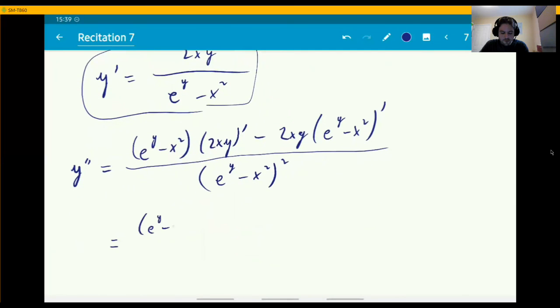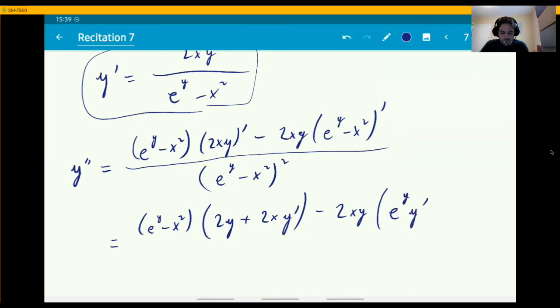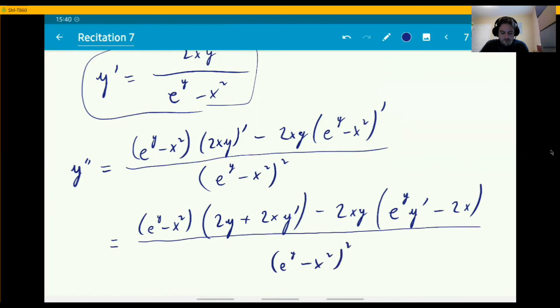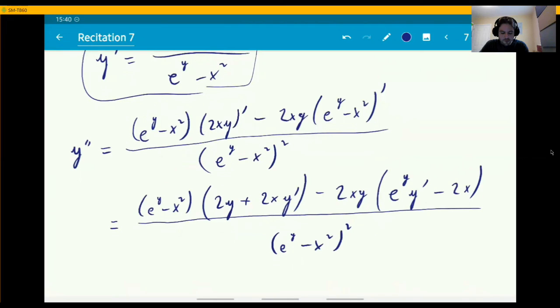We need to find these primes in the numerator here. So what is the derivative of 2xy? Well, by the product rule, the derivative of 2x is 2, times y, plus 2x times y prime. Y prime is not 1, y prime is y prime, because it's a prime with respect to x. So that's that term. Second term here, the derivative of e to the y minus x squared. E to the y becomes e to the y times y prime, just like before. X squared becomes 2x, over e to the y minus x squared, squared. So this is a formula for y double prime.